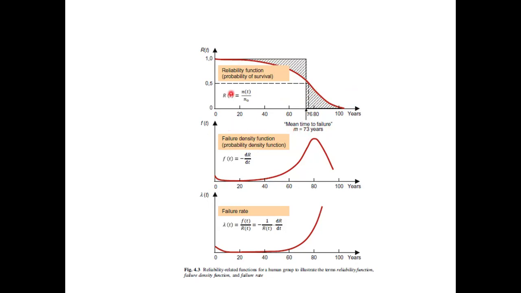So how to calculate the failure density function by using the reliability function? It is dR by dt. The rate of change of reliability is nothing but the failure density function. So the failure rate relates the reliability function and the failure density function. If we divide the failure density function by the reliability function, you get this answer: 1 by R of t into dR by dt. So this is an example for human groups. If you take a number of human groups and the number of aged people, you can calculate their reliability and failures.